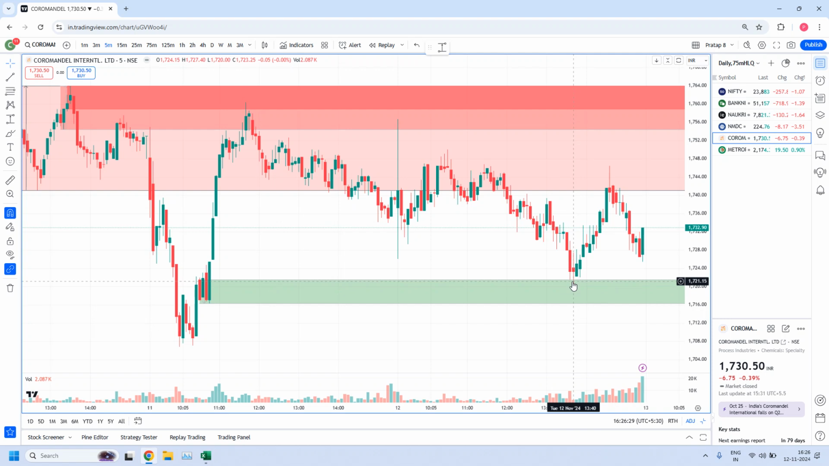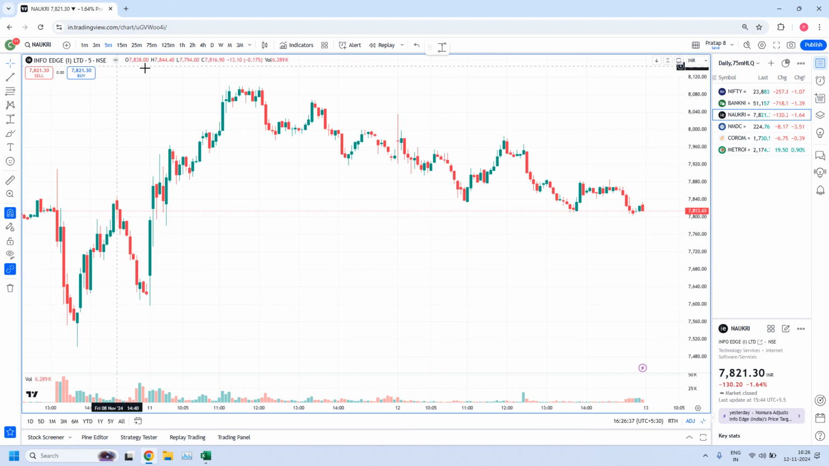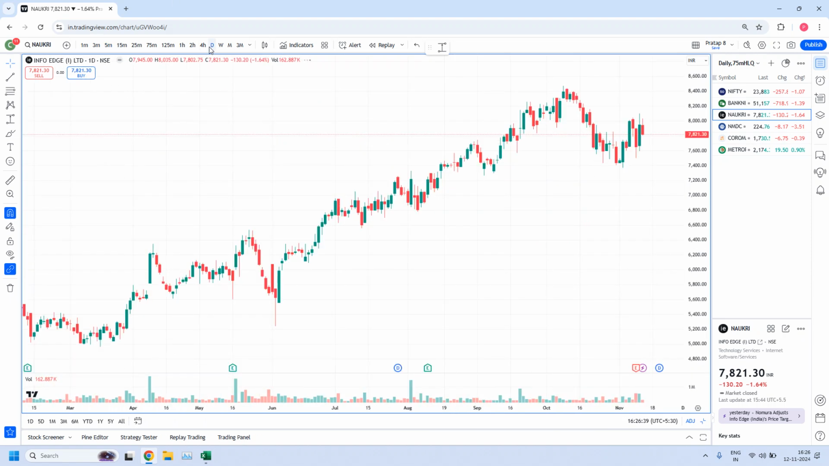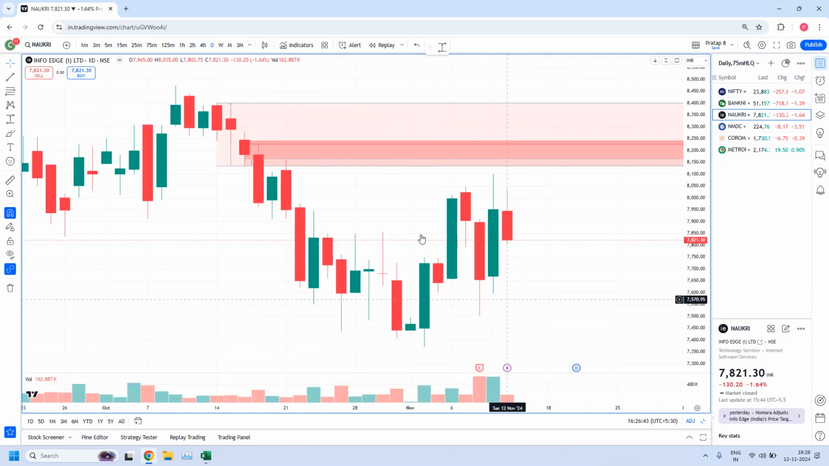Okay, this is about Coromandel, and in the remaining 2 we didn't get any trade opportunities. One is Naukri. This is a daily zone. You have a drop, base, drop. Remember, Naukri, I didn't fine tune this zone.